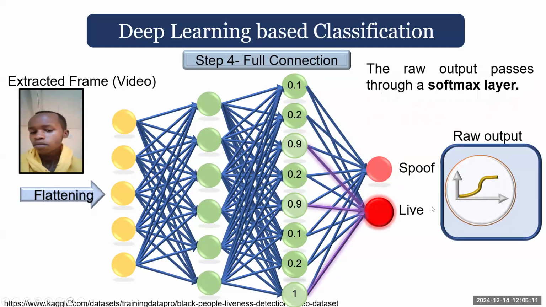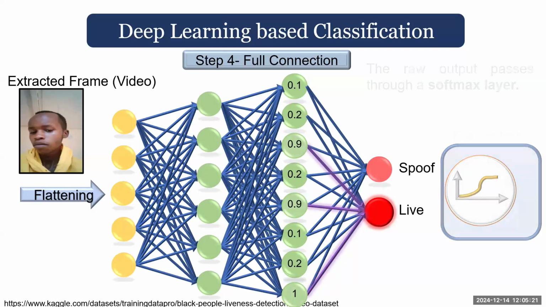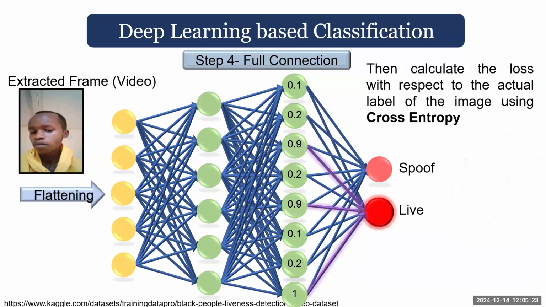I have not put too much math, so it'll be easy for you to understand. Basically, the softmax activation function will give you the output in terms of probabilities, and in this case, you can see the probability is more for live, so that is why it is giving us the answer as live. Now, once this process is done, we want to calculate the loss.